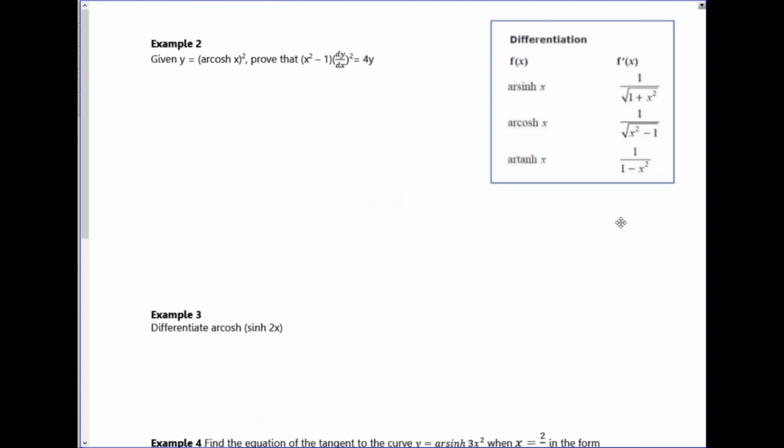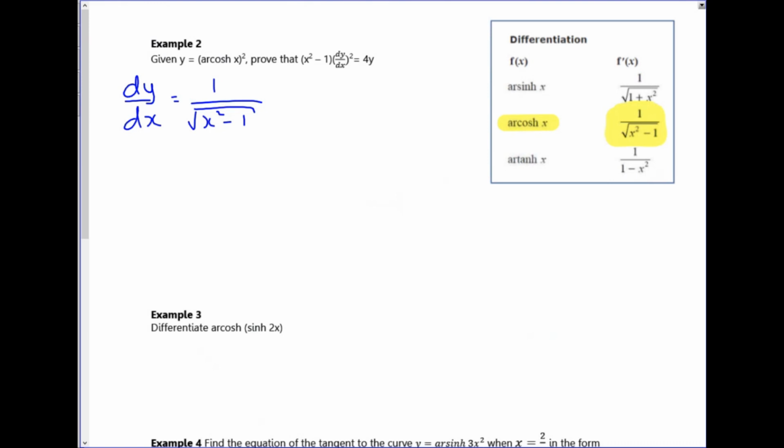So we've been given that y equals arcosh x all squared. It wants us to prove that this thing here is true. Okay. So let's just start off trying to differentiate this and see what happens. So I'm going to need to use the chain rule to differentiate the right-hand side. So differentiating the right-hand side using the chain rule, I differentiate the inside. So differentiating arcosh x, I can just use this here. Just quote this result. So that's 1 over root x squared minus 1.